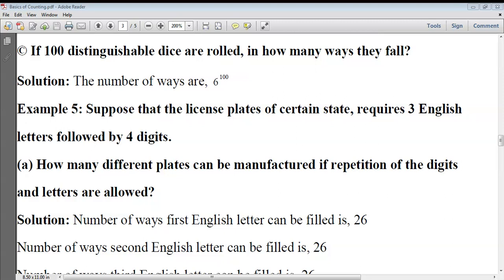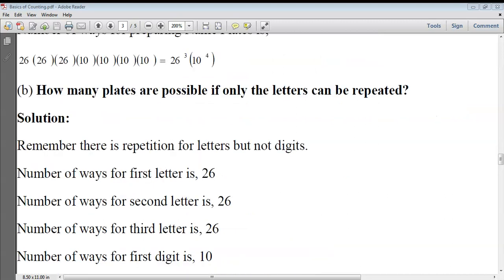So according to the product rule, the number of possible ways is 26 into 26 into 26 into 10 into 10 into 10 into 10. This is the number of ways for preparing a number plate where repetition of digits and letters is allowed. And the answer is 26 cube into 10 power 4.